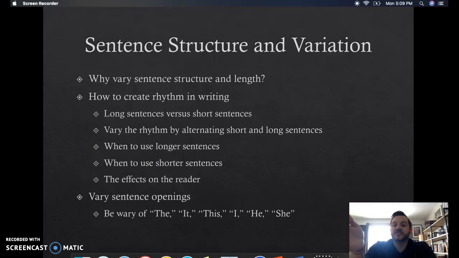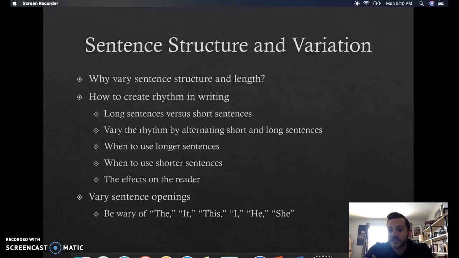The purpose for this is that when you have similar lengths and similar structures, it creates monotony in your writing. Psychologically, the problem is the pause. Because when you read and you get to a period, there's a pause. Or when you get to a comma, there's a shorter pause. It's that pause at the period that creates problems.